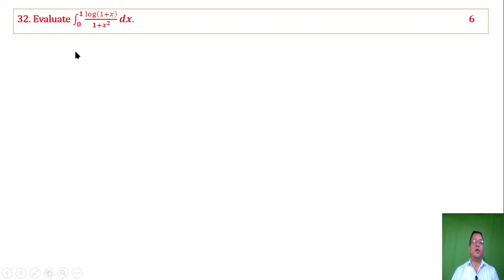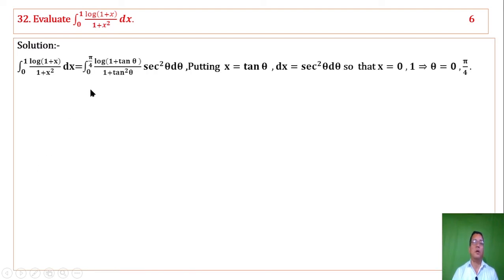Question number 32. Evaluate the integral of log of 1 plus x by 1 plus x square dx from 0 to 1. 6 marks. We have to put x equal to tan theta, whose derivative is dx equal to sec square theta d theta. So that x equal to 0, 1. In that case, theta should be 0 to pi by 4.